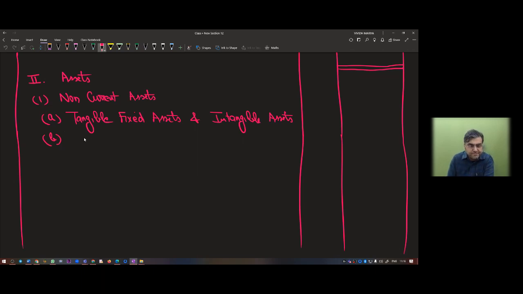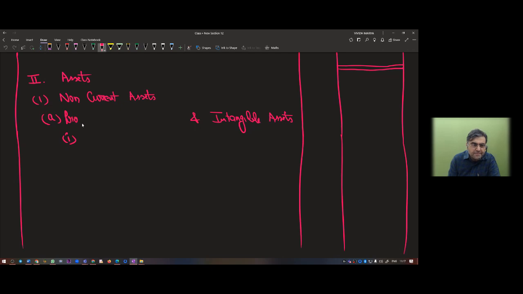Second part is, this is not the second part, this is the first major head. It will have four subheads. The first subhead is tangible fixed assets, or you call it fixed assets. Change the name. Fixed assets, you know, AS10 advice. Intentionally I am doing so that when you commit a mistake and then rectify, you remember perfectly. So I will change the name.